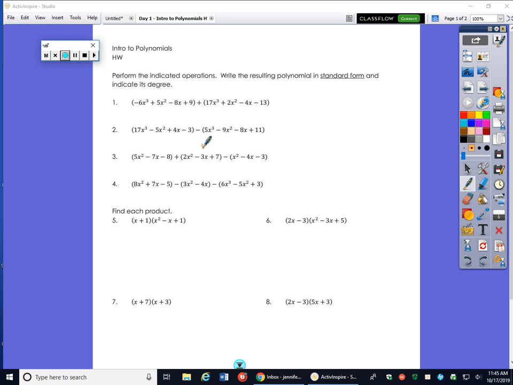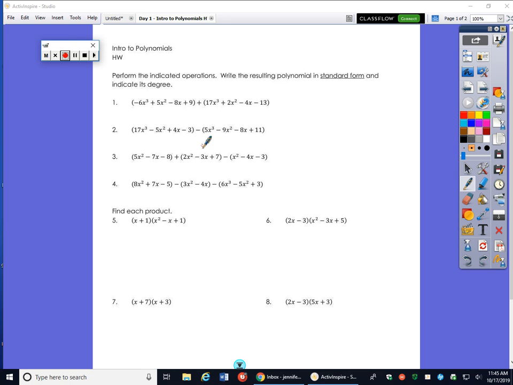Okay, so today we learned how to add, subtract, and multiply polynomial functions. So remember that it has to be in standard form when you're done, and standard form means decreasing order with the highest exponent going first all the way down to the constant. So we're going to add, subtract, multiply, and then put our answer in standard form.